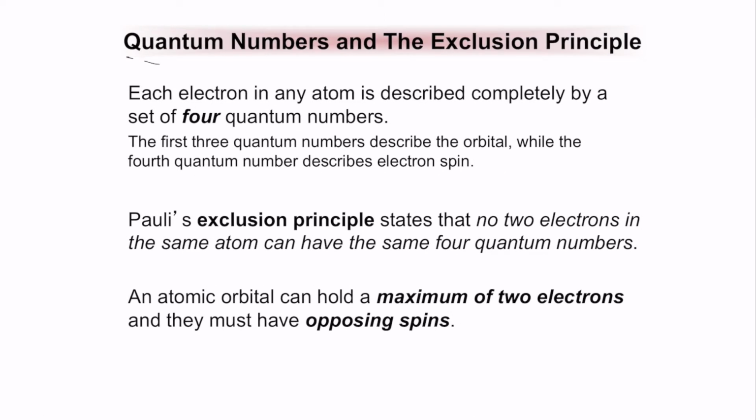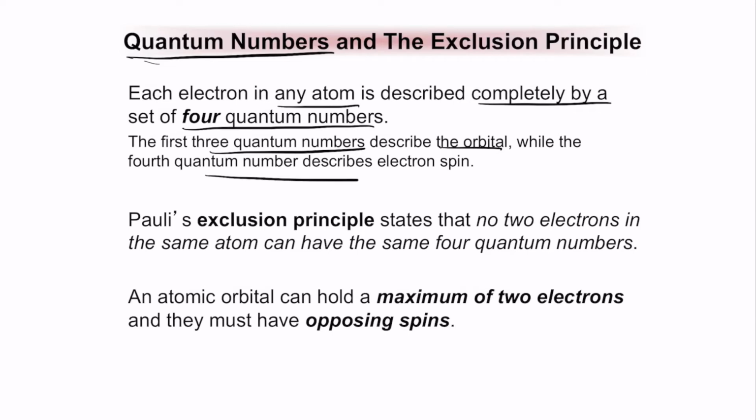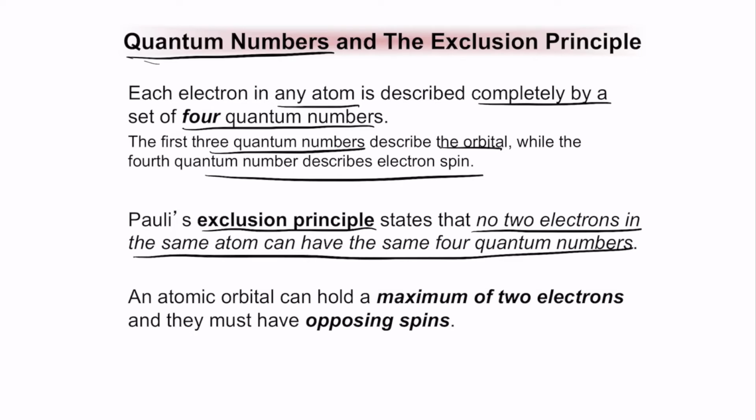Now, what can we use these quantum numbers to determine, and what are the rules that can be used here? Each electron in any atom can be described completely by a set of four quantum numbers. The first three quantum numbers describe the orbital, while the fourth quantum number describes the electron spin. Pauli's exclusion principle states that no two electrons can have the same four quantum numbers, which means that each electron will always have different quantum numbers.